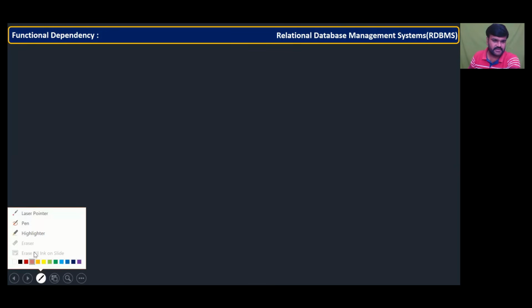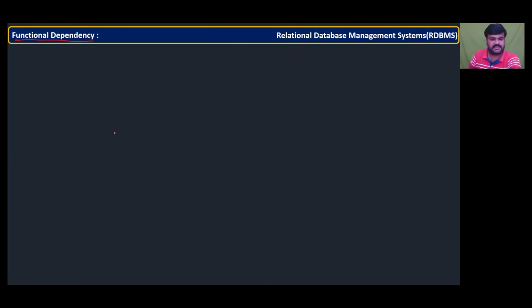Hi. So now let us see a very important concept in the DBMS subject, and we are going to see normalization. Before normalization, you have a wonderful and very important concept you have to understand. That is functional dependency. This is what we must understand first of all.